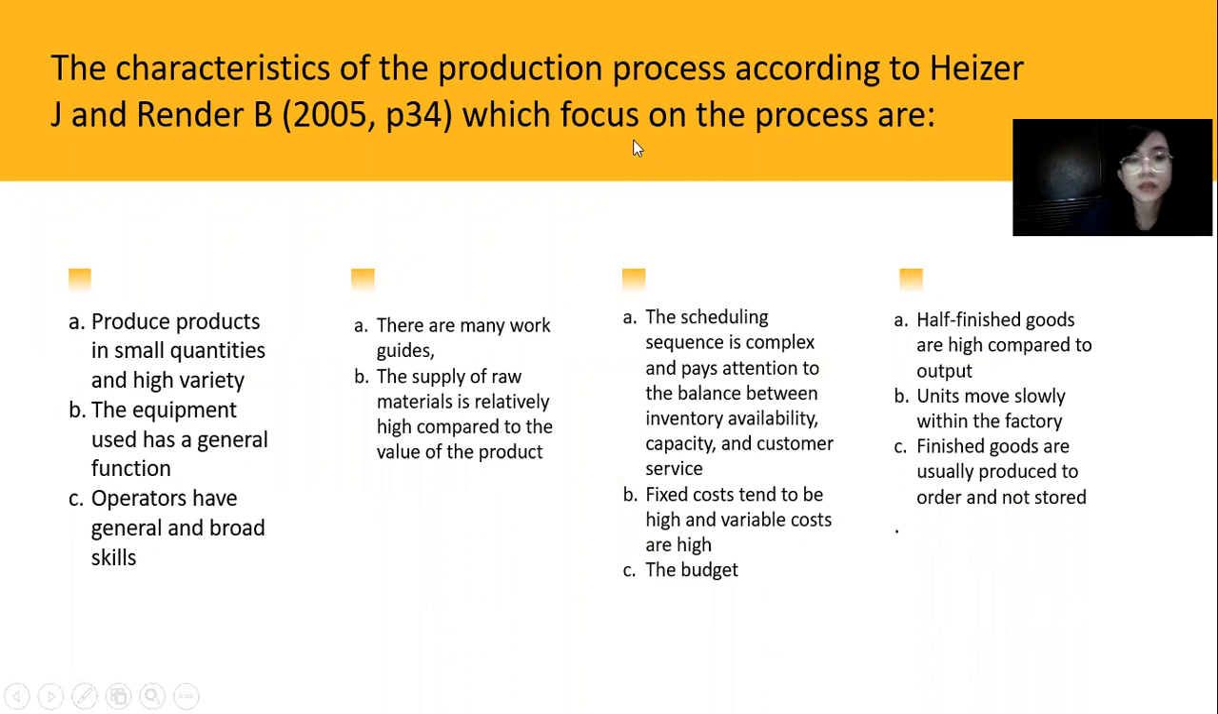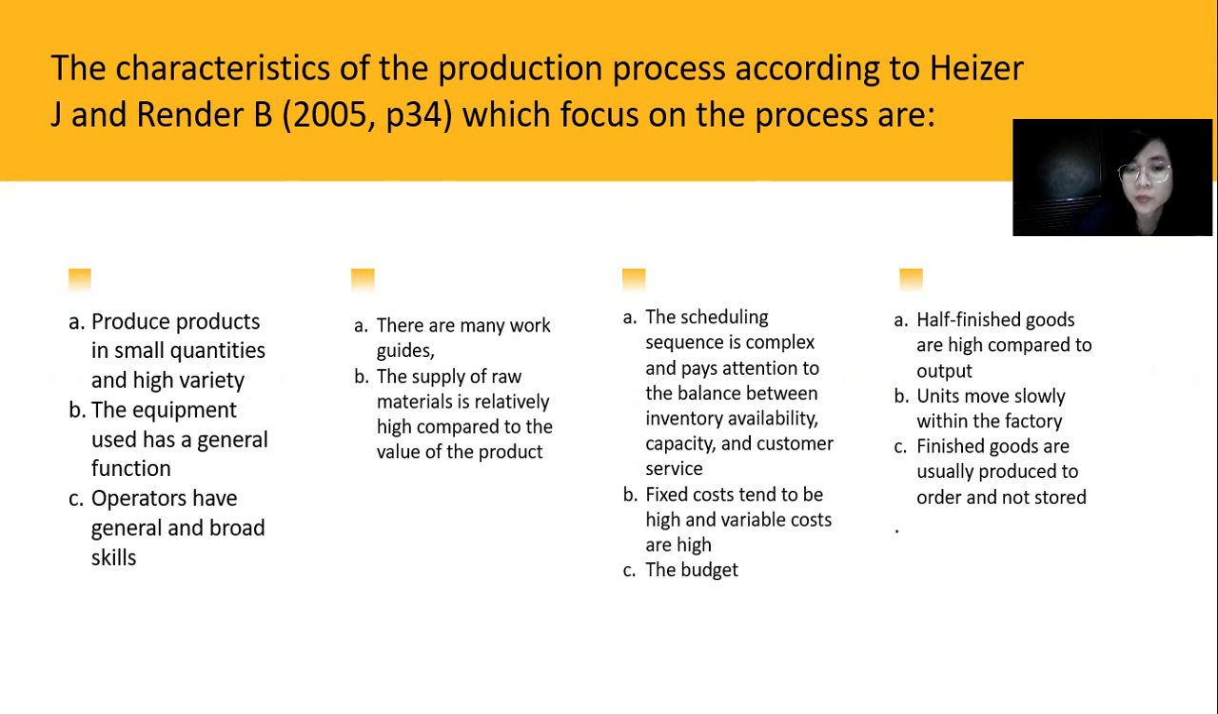Okay, there are the characteristics of the production process according to Heizer J and Render B 2005, which focus on the process. For the first, produce products in small quantities and high variety. Second, the equipment used has a general function. Third, operators have general and broad skills. Fourth, there are many work guides.